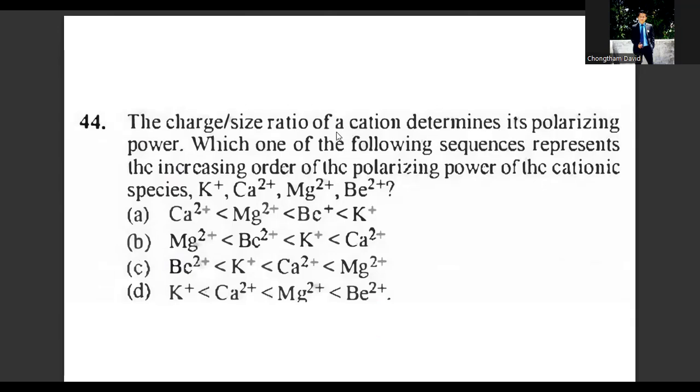44. The charge or radius ratio of a cation determines its polarizing power. Which one of the following sequences represents the increasing order of the polarizing power of the cations? So the smaller the size and the higher the charge, the more the polarizing power. The order of the size of the cations would be potassium, followed by calcium, magnesium, beryllium. So the correct order of polarizing power would be potassium, calcium, magnesium, barium, beryllium. Okay, D would be the answer to question number 44.